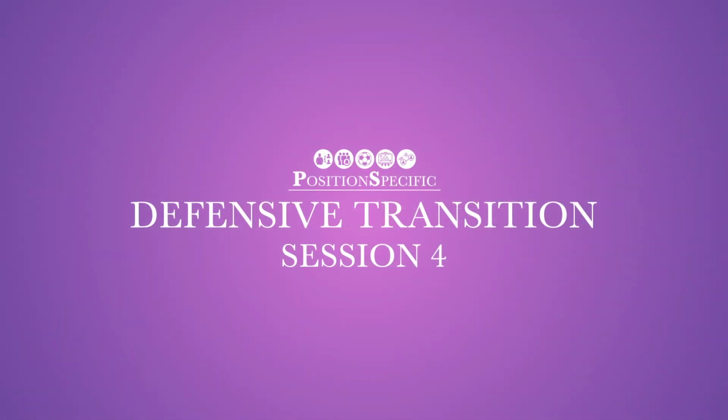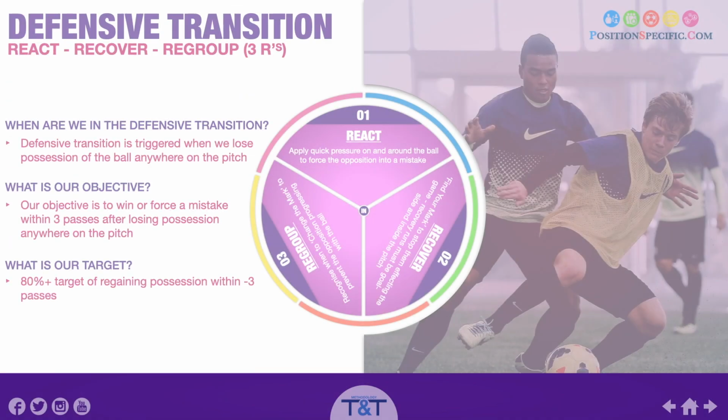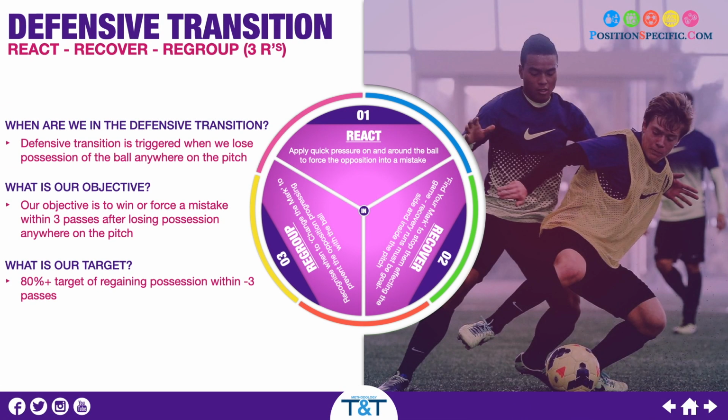Okay, so we decided to go for a defensive transition theme in session 4. A reminder again of our performance wheel around defensive transition and our key language, which is react, recover and regroup. Defensive transition is triggered as soon as we lose possession of the ball anywhere on the pitch. So a lot of the practices we'll do around defensive transition will start with the ball in possession, which you'll see in the practices, and then we're looking at that moment where it turns over to the opposition and how we can react and hopefully regain possession as quickly as possible. But if we can't, can we recover and regroup?